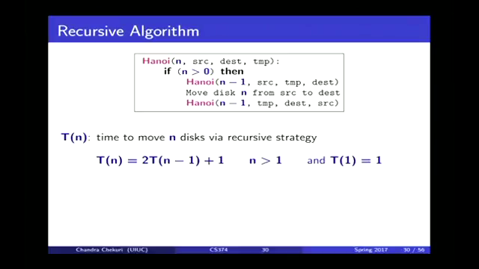This is just, we wrote down what the recurrence is doing. How many moves do we make for n disks? We have to move these n minus 1 disks 2 times. Okay, what is the solution for this?